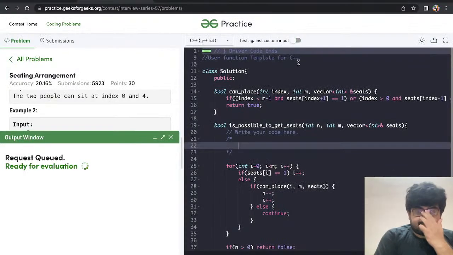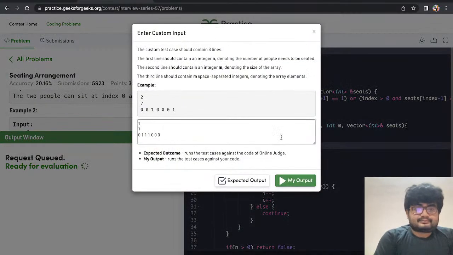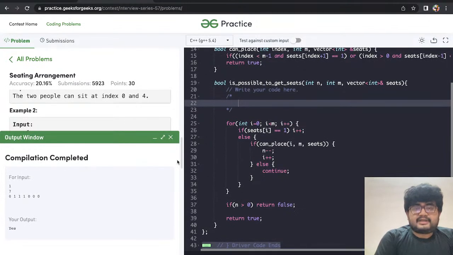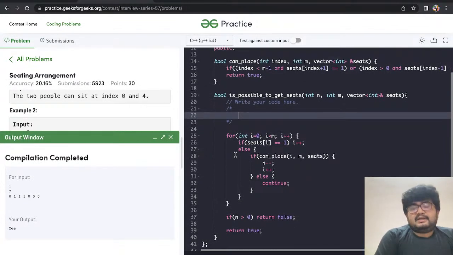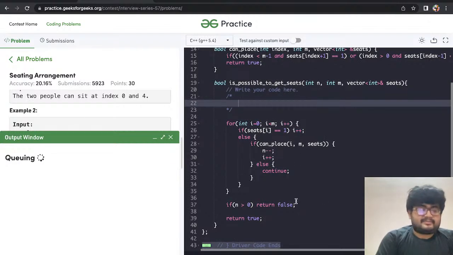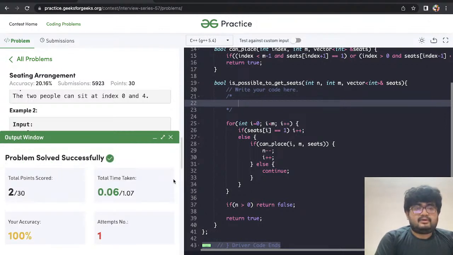Expected output is yes. My output should be yes, it's yes. And can it fail for cases like 0 1? I don't think so. In the last also, if there's a 1 0, it should not fail there. For i less than m, yeah, I think this should be good. So let's submit, or it might fail. Oh, it's solved. So this code is working.